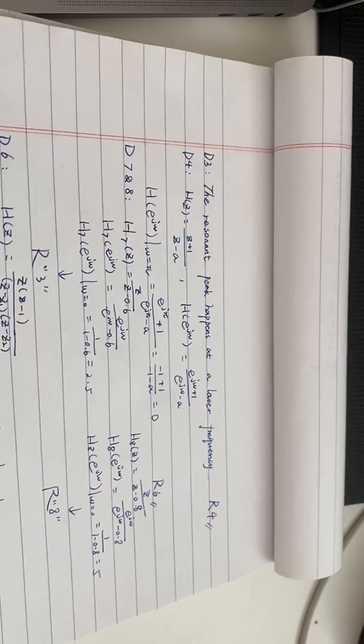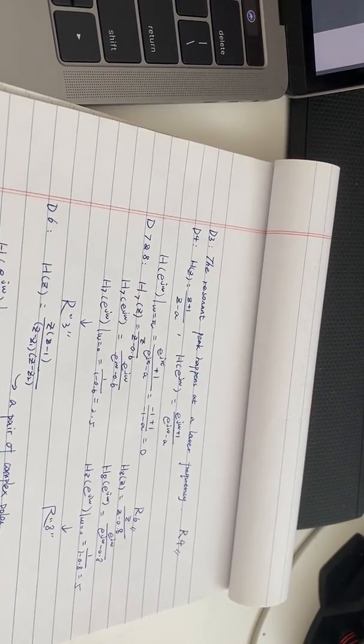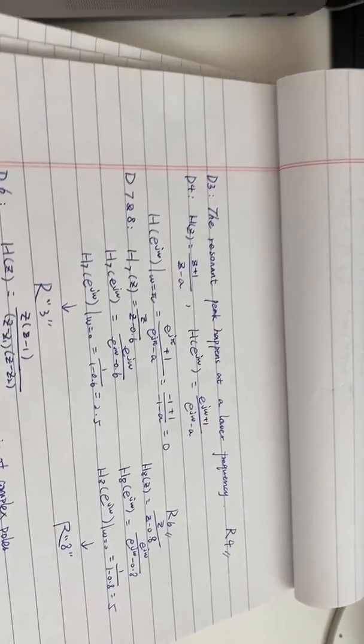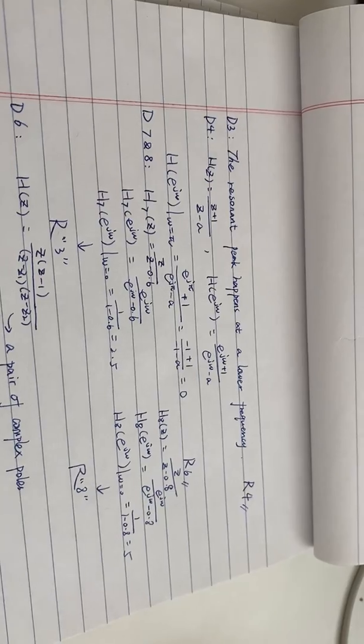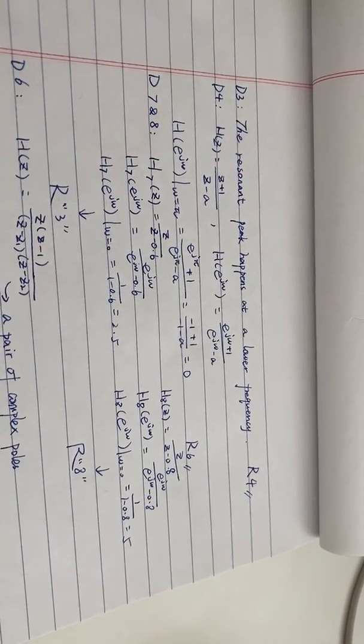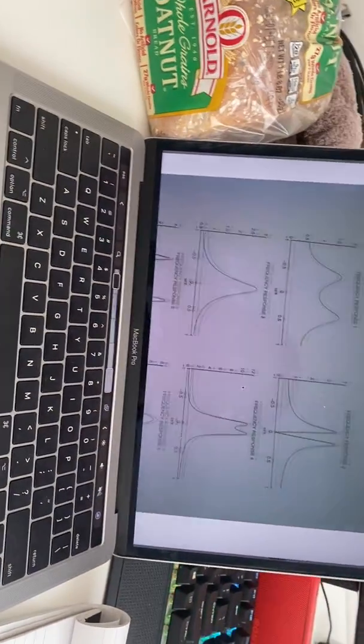Then for diagram 3, it also has two complex poles. So the resonant peak here happens at a lower frequency, and so we can choose R4. It'll be simpler.